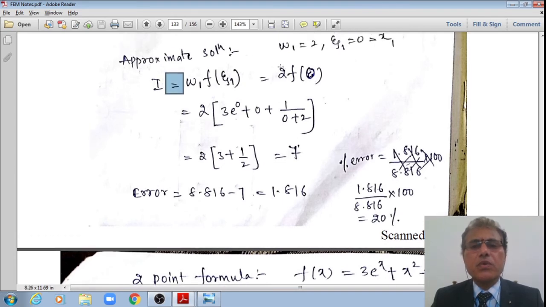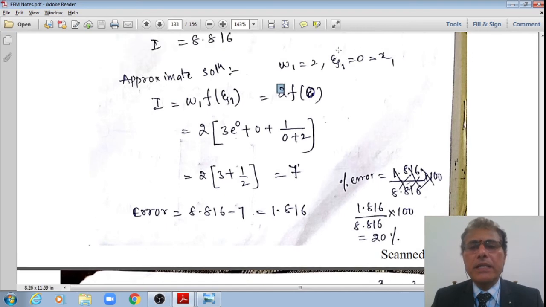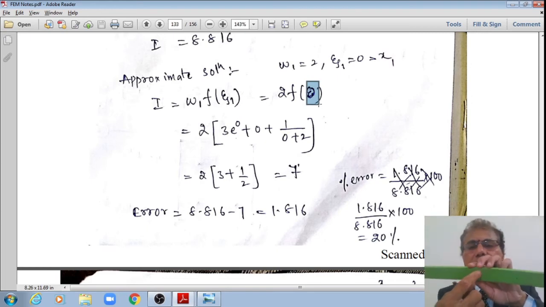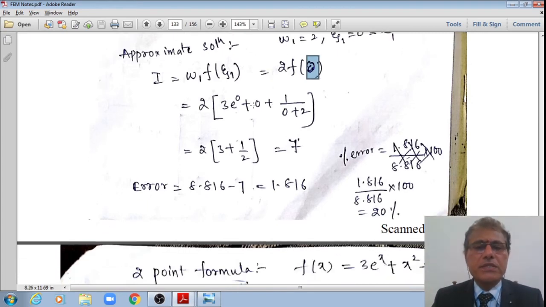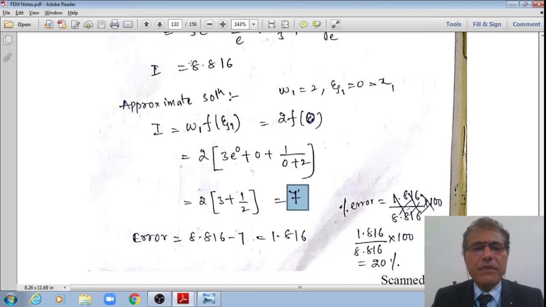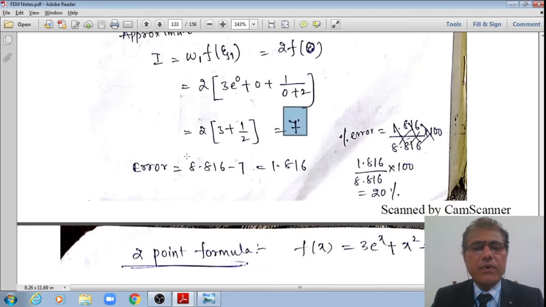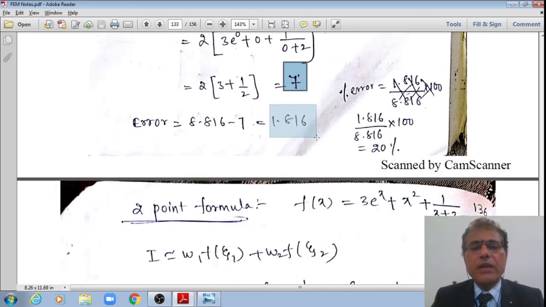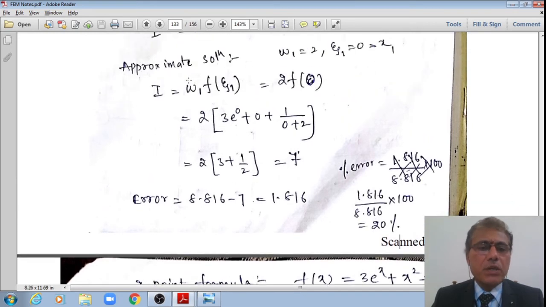Hence W1 is equal to 2 times f of the sampling point, either xi1 or x1, which I need to evaluate at the centroid where xi1 is equal to 0. Substituting 0 in that function, I get 3 to the power 0 plus 1 by 2. That becomes 2 multiplied by 3.5, which is equal to 7. Now you can see there is a lot of difference between the exact solution 8.816 and 7. How much is the error? The error is 1.816 compared to the exact result. This is approximately 20% error, students, right? Therefore I told you that this is an approximate solution only.